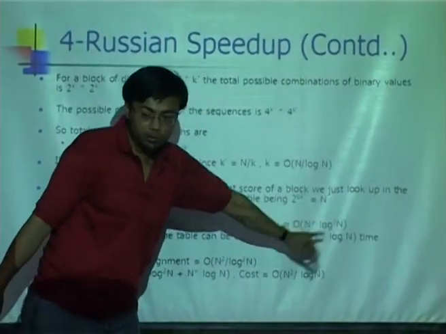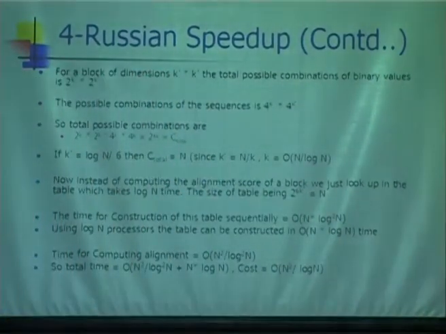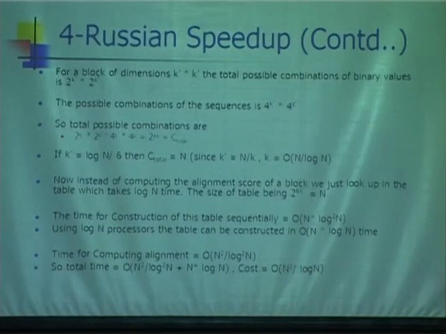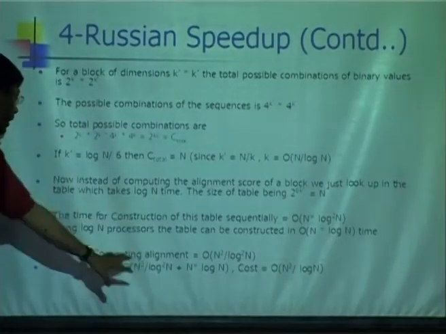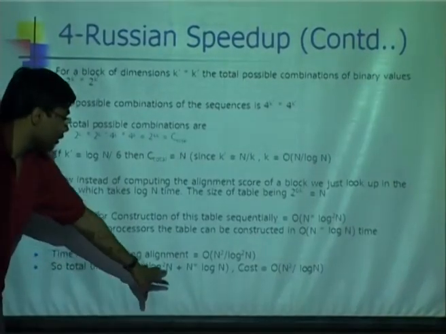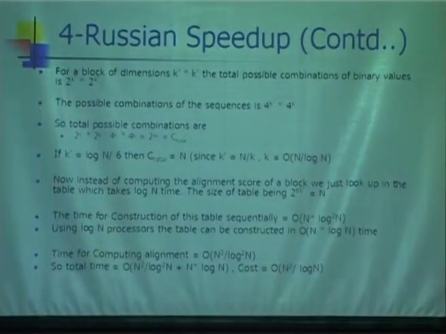N into log square n for sequential, and we parallelize it so we get n cross log n time using log n processors. So now the time for computing the alignment becomes n square by log square n, and the total time becomes n square by log square n plus n log n. This is the time for pre-computing the table. So the cost is n square upon log n.